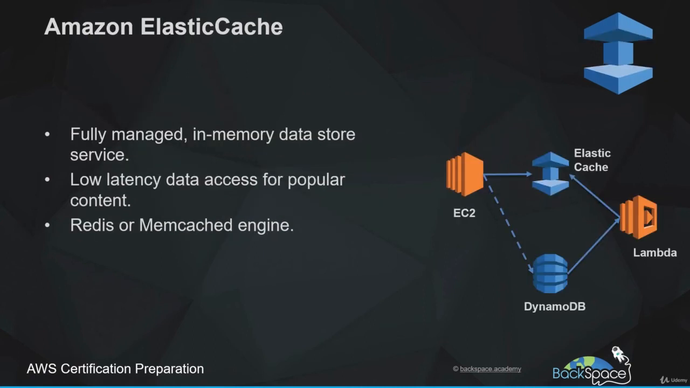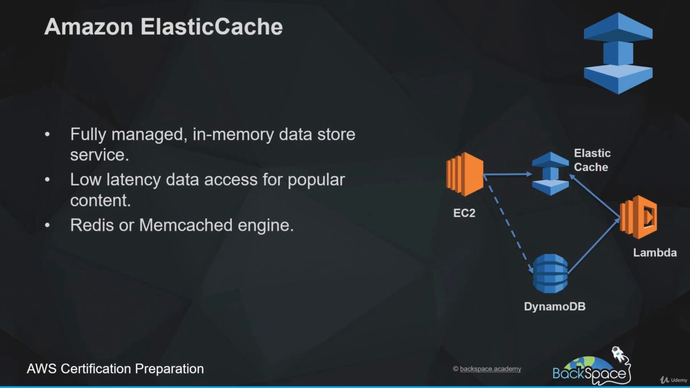Finally, I'm going to talk about ElastiCache, and that is our fully managed in-memory data store service. What that allows us to do is grab our popular content in our database and store it and have it accessed from memory. And that provides really low latency, high speed access to that data. There are two options for that engine: Redis or Memcached. They are both open source engines, and they don't require a license as such.